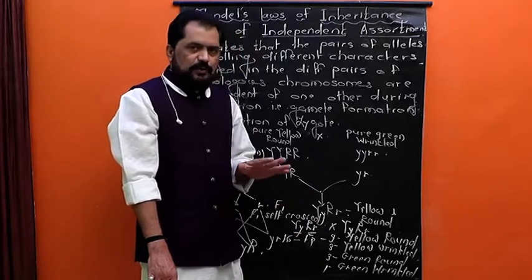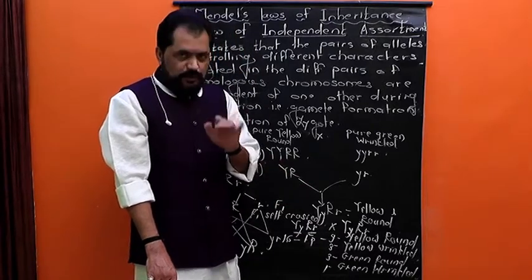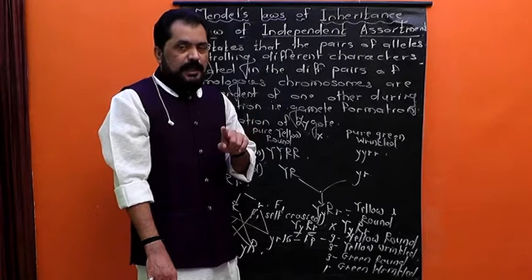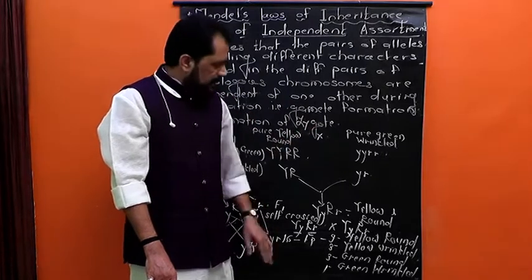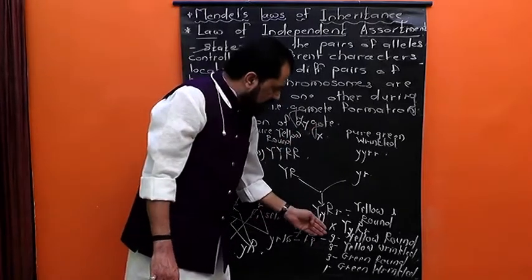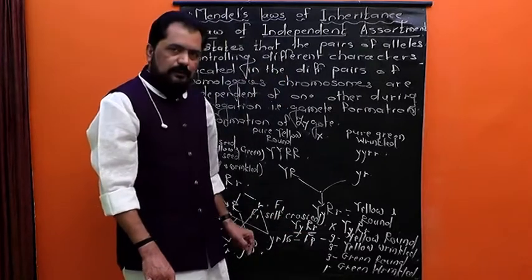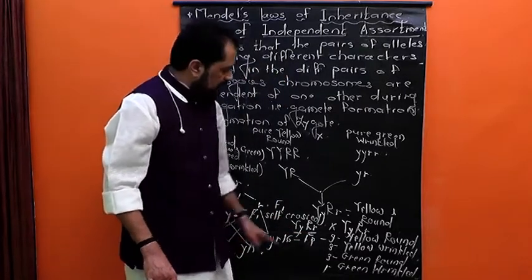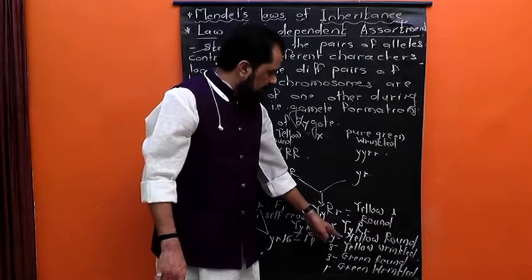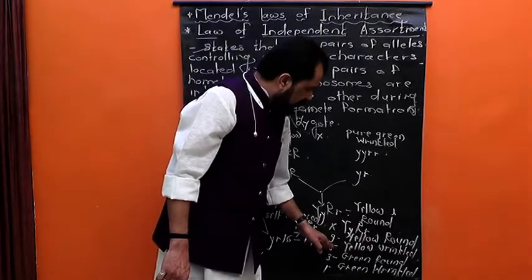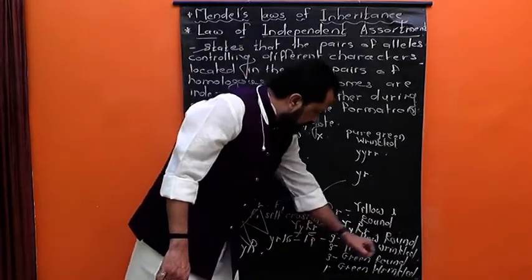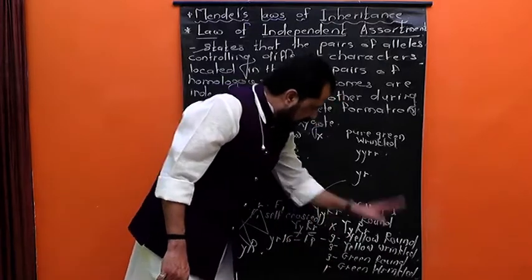You know, it is also called the dihybrid ratio, isn't it? Phenotypic dihybrid ratio we have already studied. And here, out of these 4 different types of offspring in the F2 generation, 9 individuals appeared yellow round, 3 yellow wrinkled, 3 green round, and 1 green wrinkled.